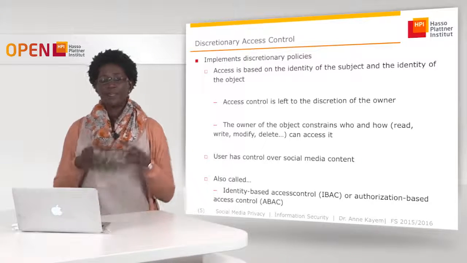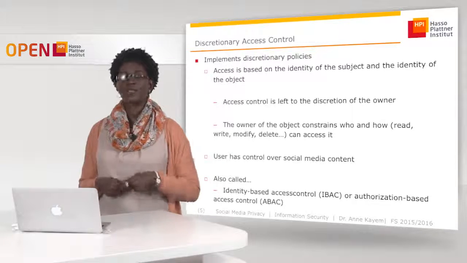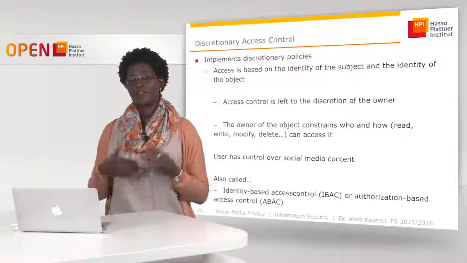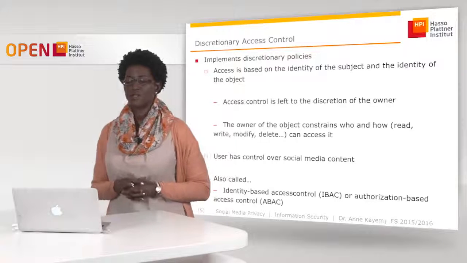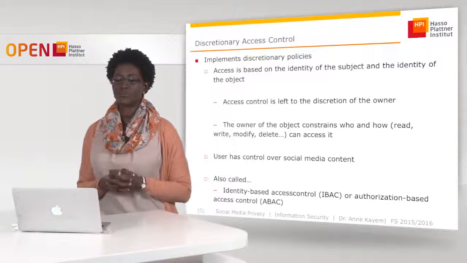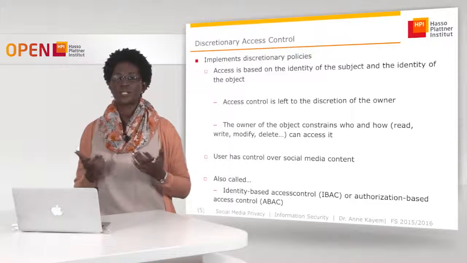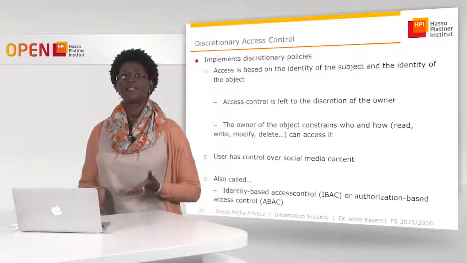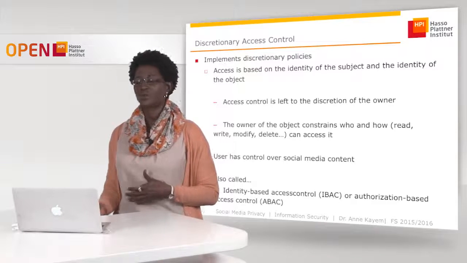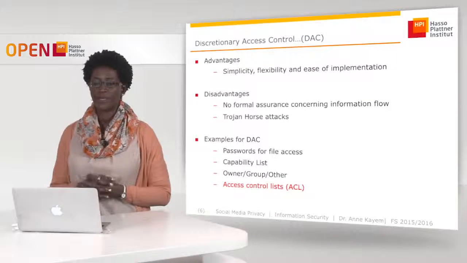Okay. The user, because they own the object, can constrain how it is read, how it is modified, and how it is deleted. Okay? There are other names for discretionary access control. Some of them are, for example, identity-based access control, and authorization-based access control. All of what these names are saying is that the user is king. You can decide whom to grant access to your information, and you can decide whom not to grant access to your information. Okay.